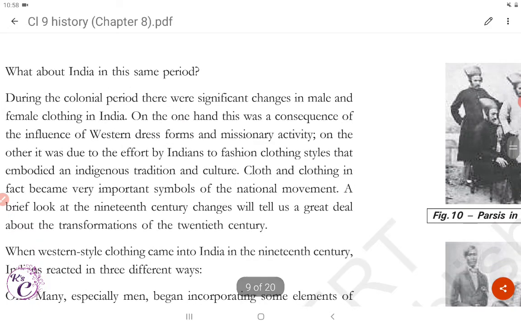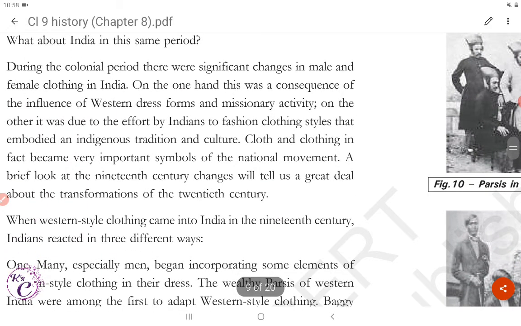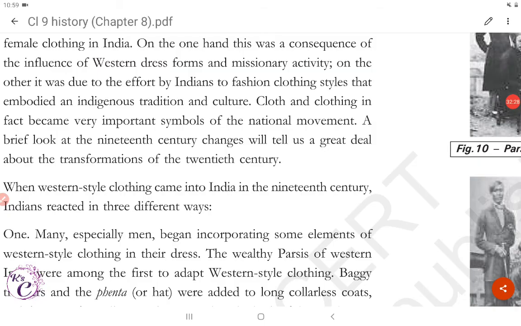What about India in this same period? During the colonial period, there were significant changes in male and female clothing in India. On the one hand, this was a consequence of the influence of Western dress reforms and missionary activity. On the other, it was due to the effort by Indians to fashion clothing styles that embodied an indigenous tradition and culture.